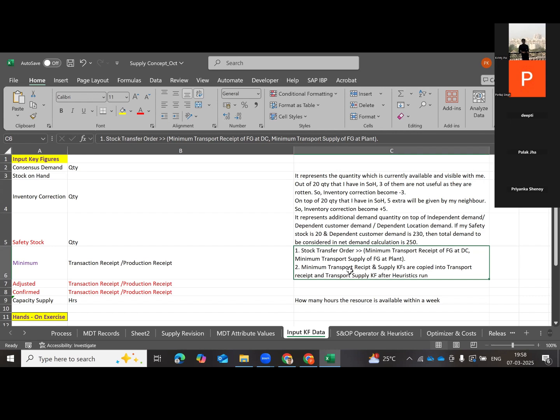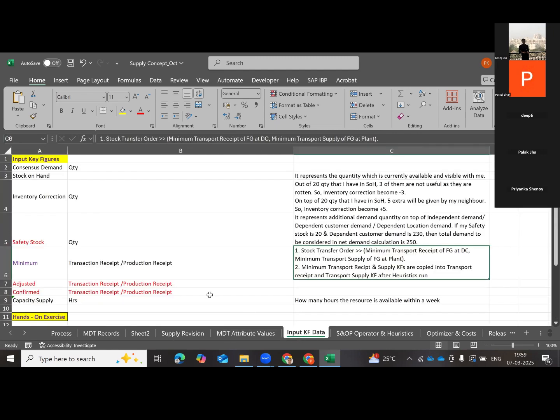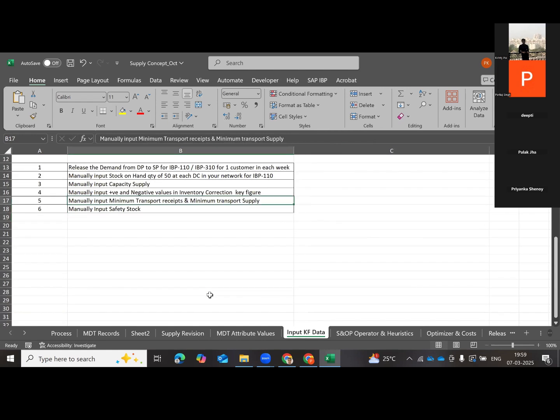For now, after this call, this video will be uploaded. This file I will share, and then based on this file, you perform the hands-on based on the MDT attribute values and input key figure data hands-on that you have got here. Once it's done, or otherwise next Thursday I will set up one call. By that time you should be able to complete this. And in that call, I will explain what to prepare for the presentation, and then we'll set up the presentation.